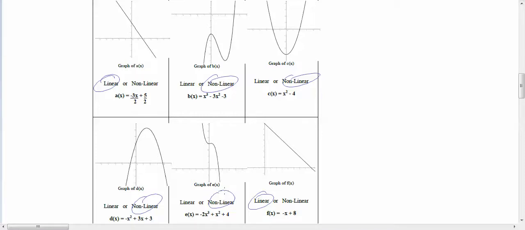Alright. Now, let's look at the equations and identify, now that we've identified which ones are linear and nonlinear, what about these equations makes this thing linear and what about it makes it nonlinear? I'm going to look at this one. This one fits our form y equals mx plus b. Now this one does not fit our form y equals mx plus b.